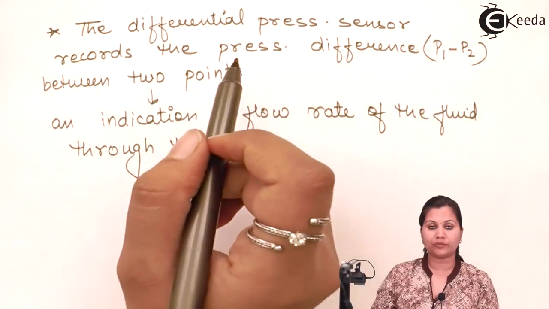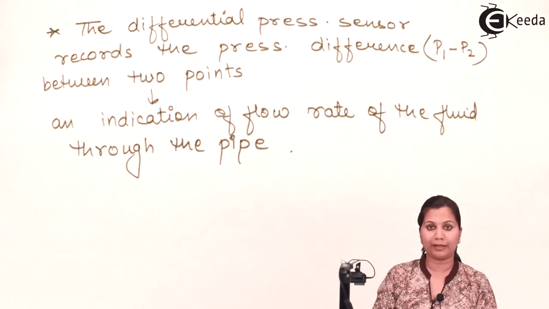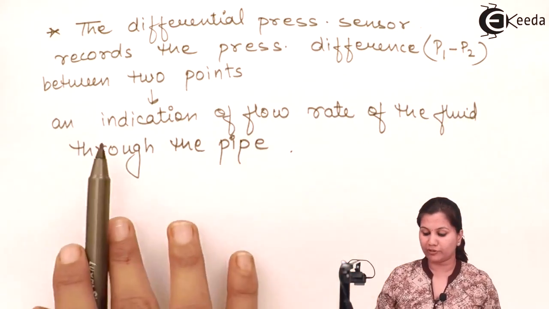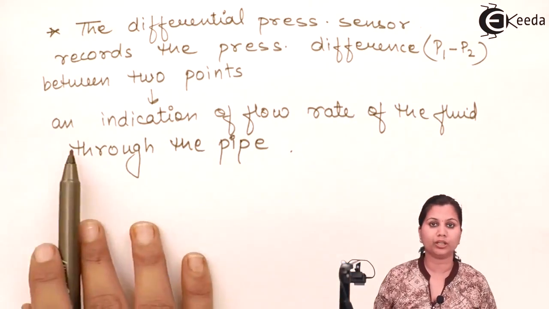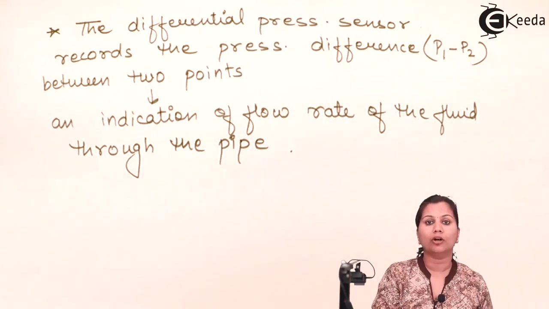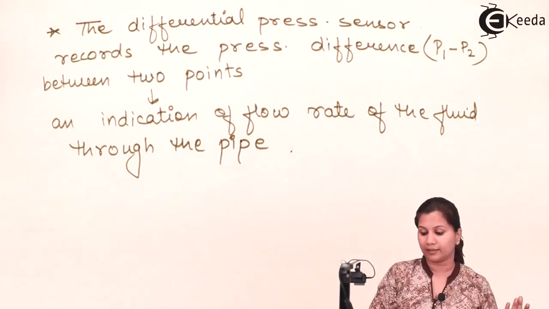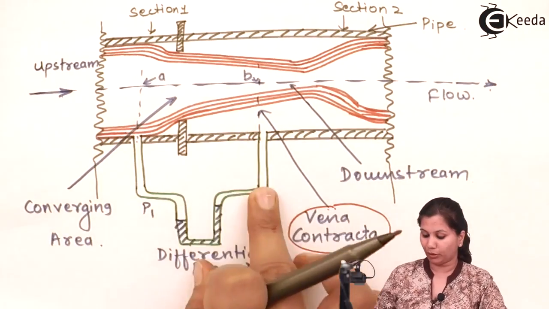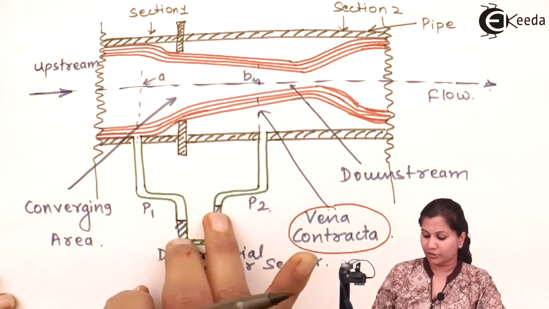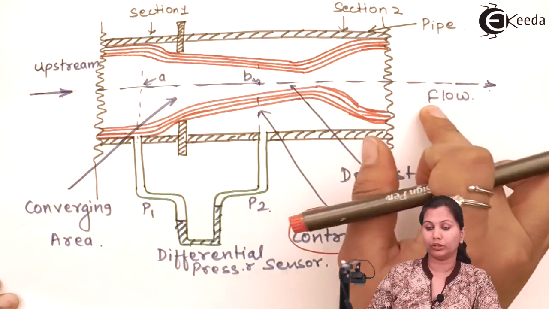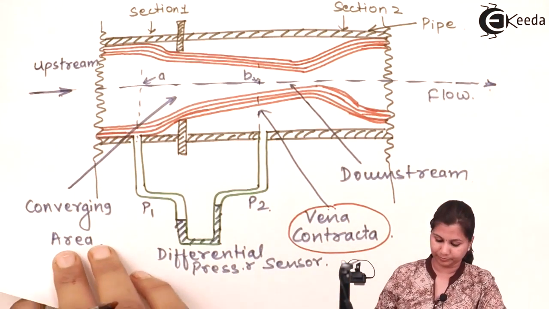So this differential pressure is measured with the help of the differential pressure sensor, that is the U-tube manometer, and it records the difference P1 minus P2, and this pressure difference is an indication of the flow rate of the fluid through the pipe. So by measuring the pressure difference, we are measuring the flow rate. So it's an indirect method. You can see in the diagram here that P1 and P2 are measured with this U-tube manometer, and the change in pressures we are measuring is proportional to the fluid flow. So this was about the working of the orifice plates.